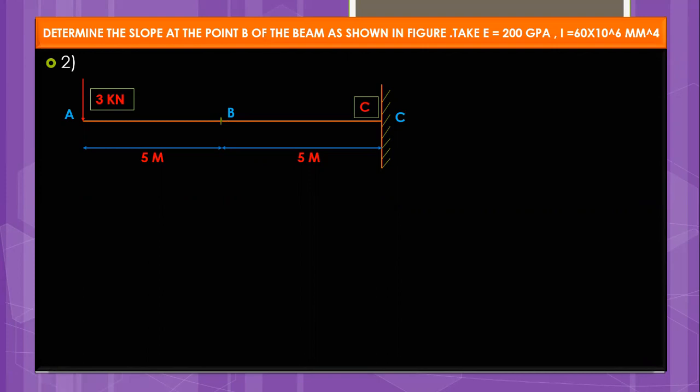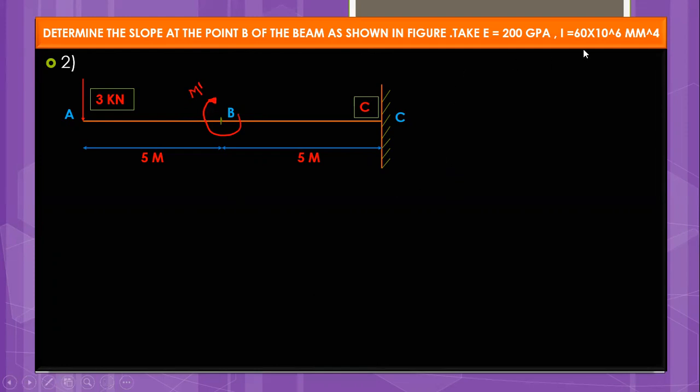For that, we have to apply the imaginary moment. In the displacement problem, we apply an imaginary force, and in a slope problem, we have to apply the imaginary moment. So let's keep this point in mind. Here we are asked for the slope, so we will apply the imaginary moment, which we will call M prime. Determine the slope at point B of the beam as shown in the figure.